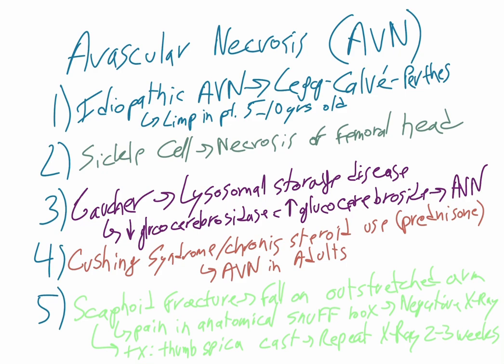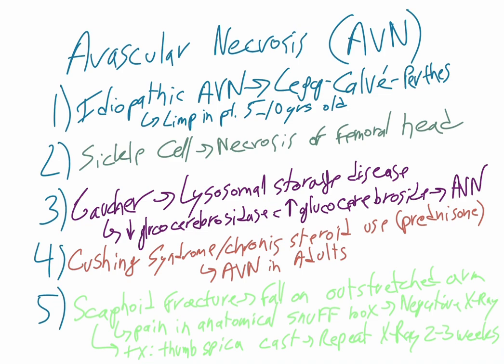Gaucher disease is a lysosomal storage disorder caused by glucocerebrosidase deficiency, leading to a glucocerebroside accumulation, which can also cause avascular necrosis. Another possible cause of avascular necrosis would be Cushing's syndrome or chronic steroid use. So, exogenous corticosteroids such as prednisone are a very common cause of AVNs in adults. Another classic example of USMLE avascular necrosis is scaphoid fractures. This is following a fall on an outstretched arm. You have pain in the anatomical snuffbox and a negative initial x-ray. Normally, we treat this with a thumb spica cast and a repeat x-ray in 2 to 3 weeks.